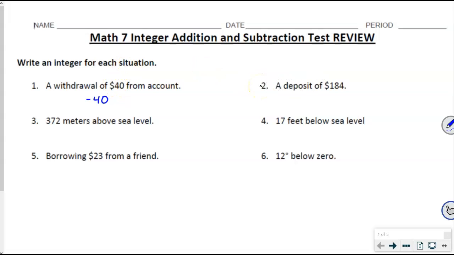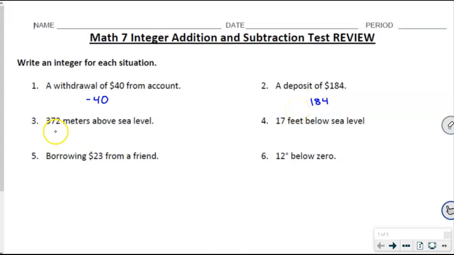A deposit of $184. What does that mean? I should see way more hands right now. The fact that I'm not seeing hands means you're probably off task. That's better. Aaliyah. Yep, a positive 184. Why is a deposit a positive number? Deposit, positive. Why? Gabriel. Yeah, we're adding more in. Exactly. We're adding more into the account. Whether it's coming from my wallet and I'm putting it in the bank account, or it's coming from the school because the school is paying me, so it's coming into my bank account. It's extra money in the bank account, so that's a positive.